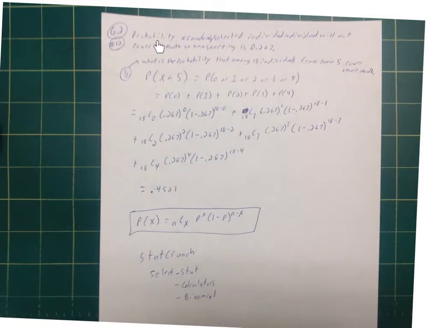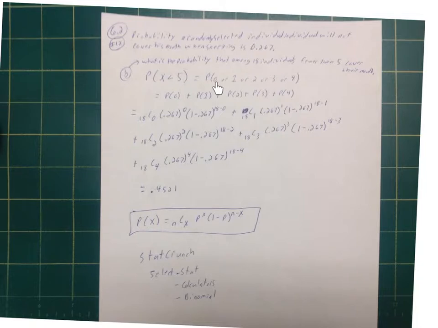The question is, you're given the probability a randomly selected individual will not cover his mouth when sneezing is 0.267. In part B, they ask what is the probability that among 18 randomly selected individuals, fewer than 5 will cover their mouth. So I got here the probability that X is less than 5. So less than 5 would mean 0, 1, 2, 3, or 4 will cover their mouth.